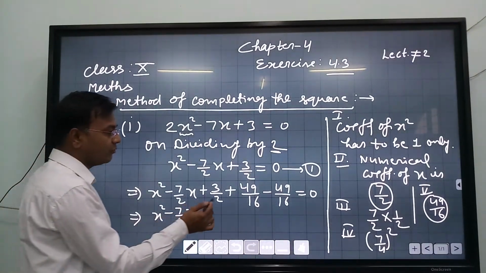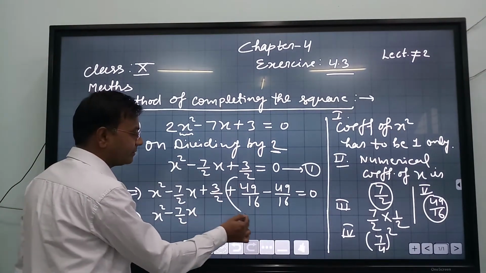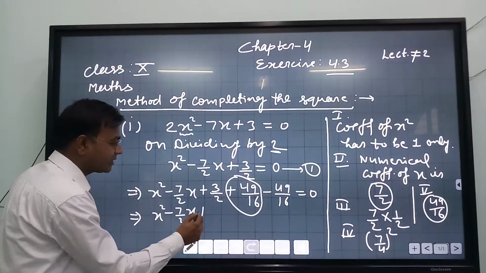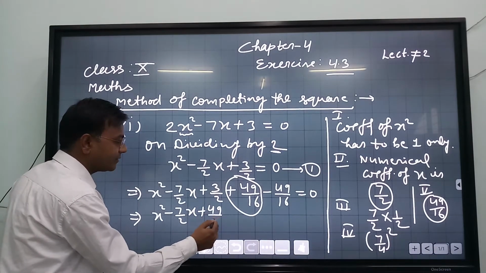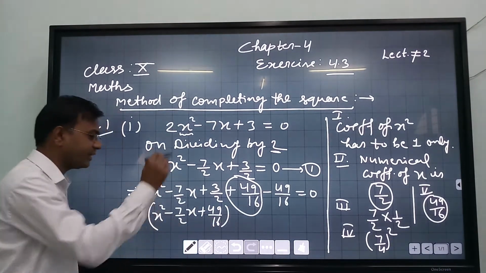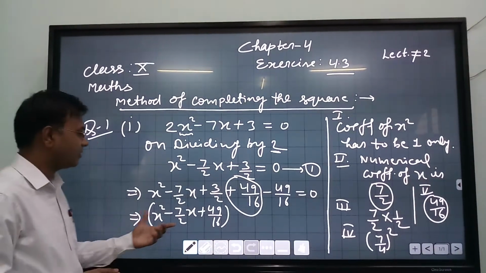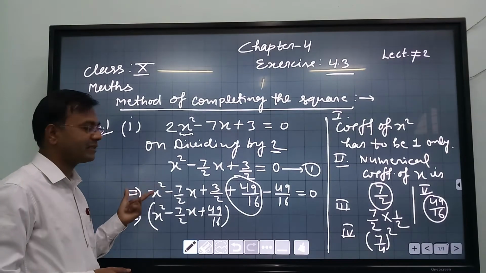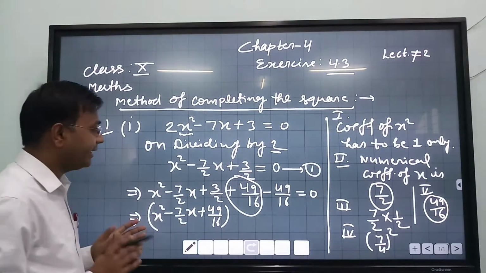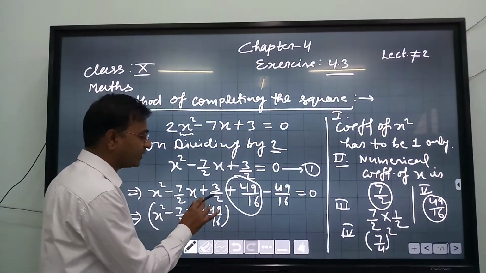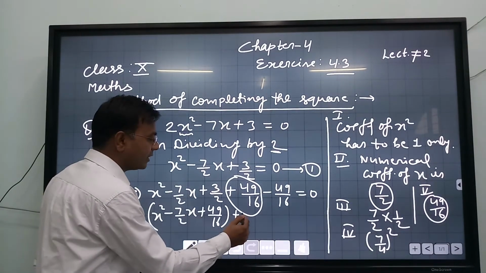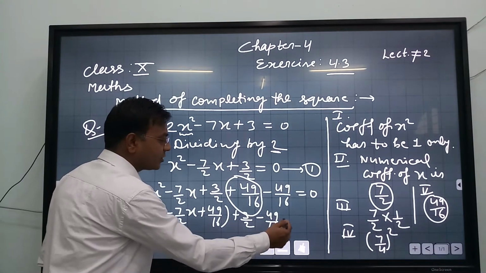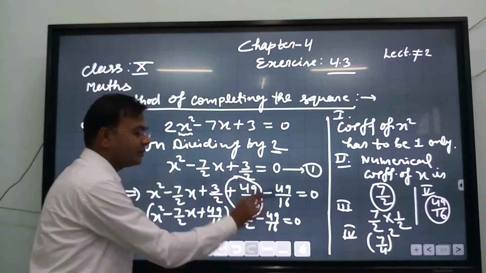And now we have to bring in this number, what we have added, this addition plus 49 by 16. So we have to regroup the terms like this. This plus number must be written with this equation, that is x square minus 7 by 2x. And now the remaining constants are plus 3 by 2 minus 49 upon 16 equals to 0. It should be written together.